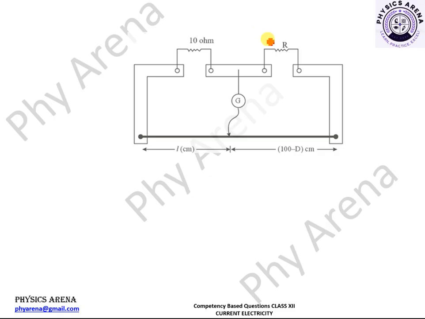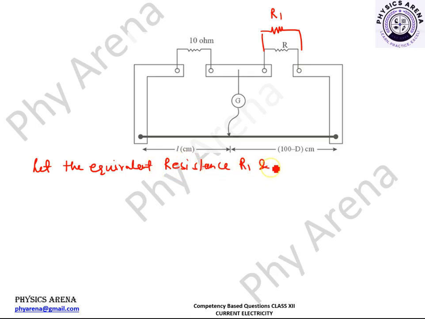So we can make the scenario like this, that this is a parallel resistor R1 and we need to find the value of this R1. Let the equivalent resistance of R1 and R be R equivalent. So we can replace this R1 and R parallel combination with an equivalent resistance R equivalent.